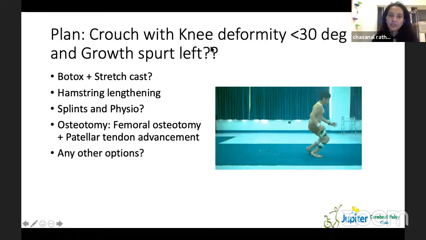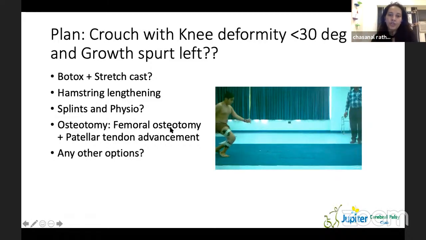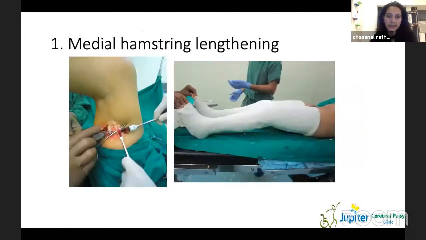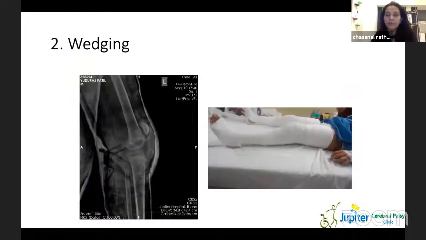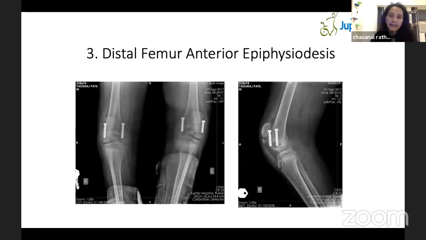But since the child is younger, osteotomy should be left for an older child, because the child will remodel and might need this surgery at a later stage. So this child underwent a simple medial hamstring lengthening, subsequent wedging in cast, and an anterior epiphysiodesis to correct the residual knee flexion deformity.